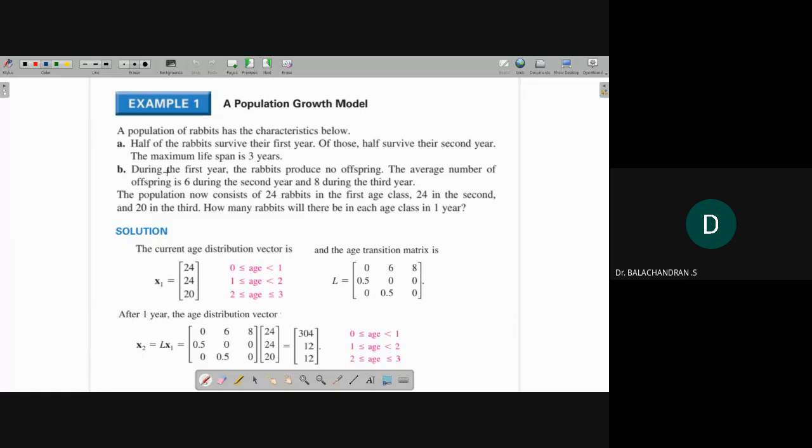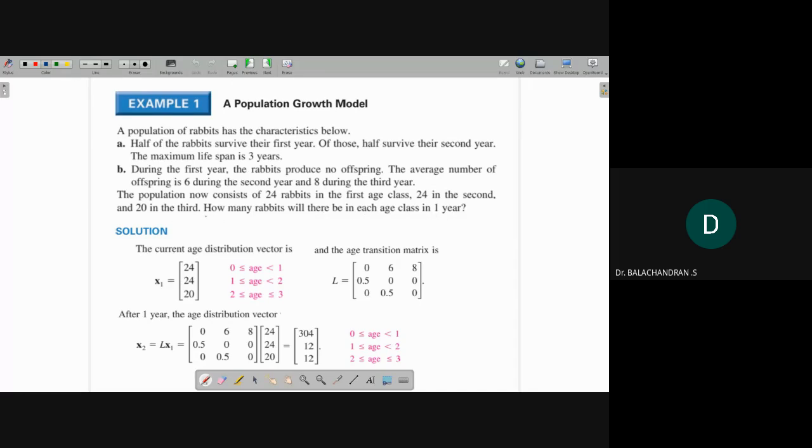Okay, Solution B. During the first year, the rabbits produce no offspring. Next, the average number of offspring is 6 during the second year and 8 during the third year. The population now consists of 24 rabbits in the first age class, 24 in the second age class, 20 in the third age class. How many rabbits will there be in each age class in the first year?